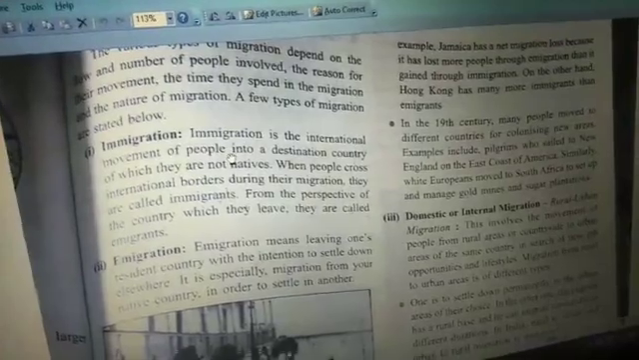The first one is immigration, which we also just discussed. Immigration means the person is totally leaving that particular country, internationally, moving from one place to another place. For example, if some foreigners are coming to our India, they are completely crossing countries, right? So that is called immigration.